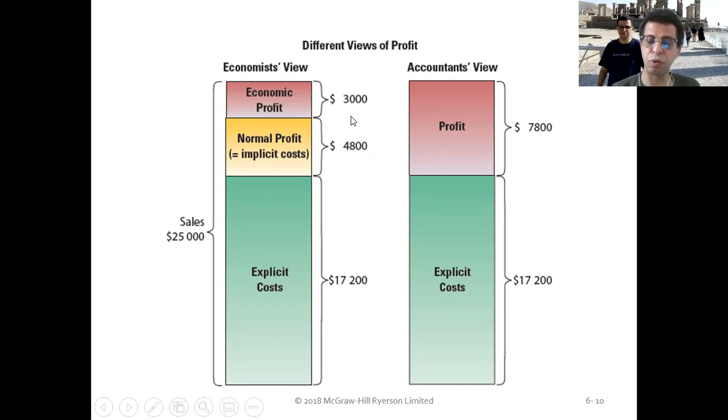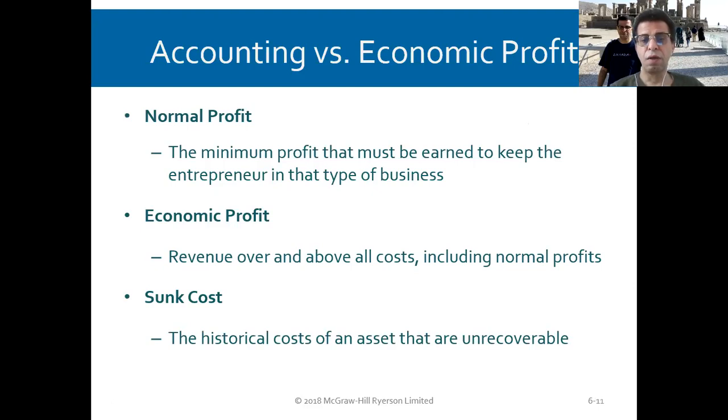This is the different approach from accounting. So what we're looking at is something called a normal profit, the minimum profit that must be earned to keep the entrepreneur in that type of business. That's what you call a normal profit. Then you've got the economic profit, which is the revenue over and above the cost, including the normal profit. That's another way of looking at explicit versus explicit and implicit.